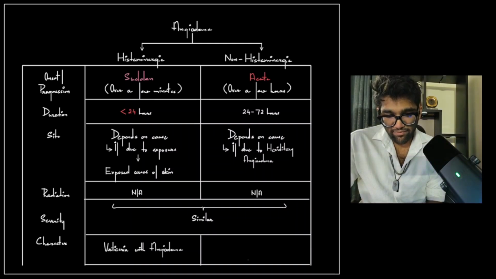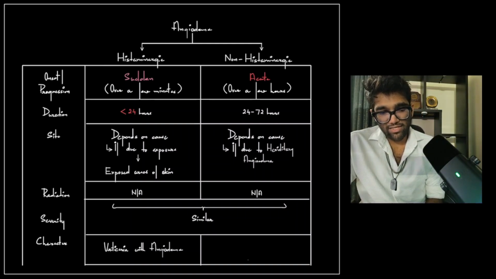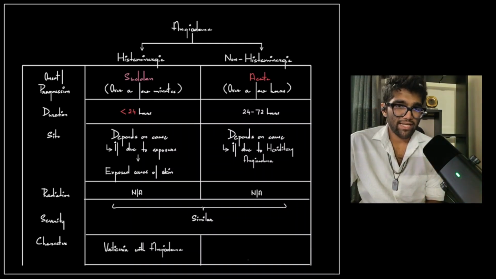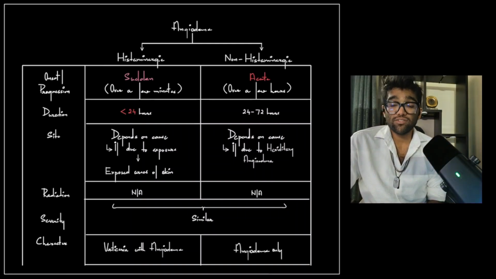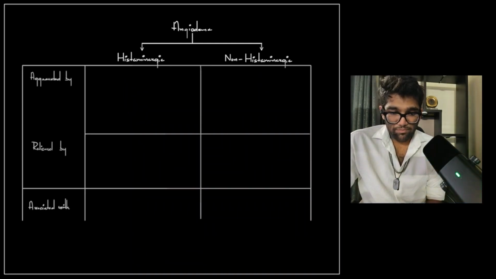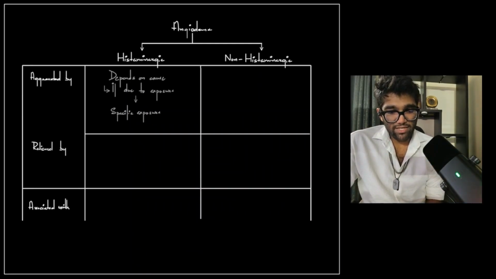Character-wise, as I've just discussed, in histaminergic angioedema, urticaria is almost always present. Whereas most importantly, non-histaminergic angioedema is only angioedema. It is nothing else. Now, histaminergic angioedema is aggravated depending on the cause of the mast cell degranulation.